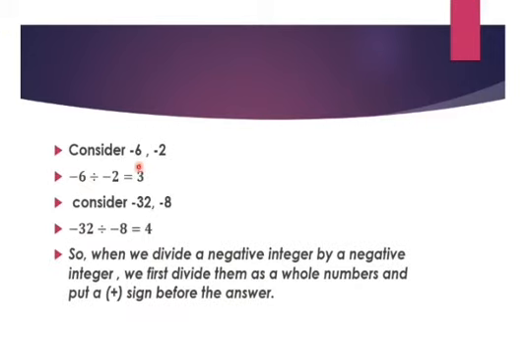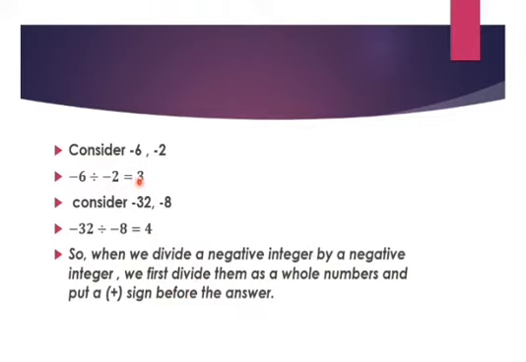Okay, now another example, consider minus 6 and minus 2. Both of them are negative integers. Then how can we divide? Minus 6 divided by minus 2. We first divide them as whole numbers. 6 by 2, the answer is 3. 6 has 2, 3 times. The answer is 3. And put a positive sign before the answer.